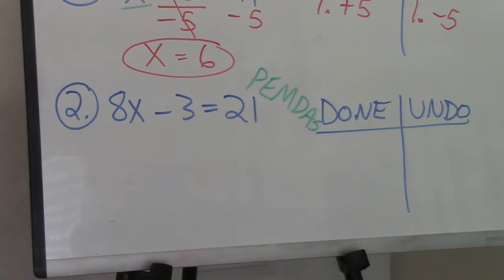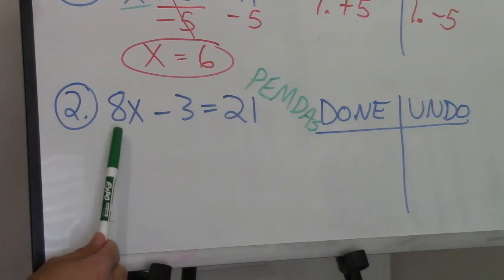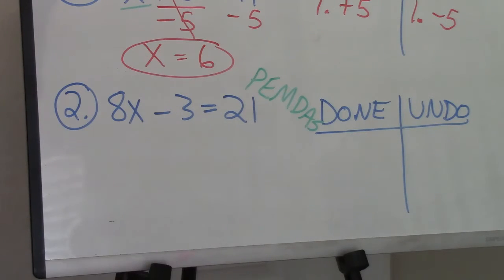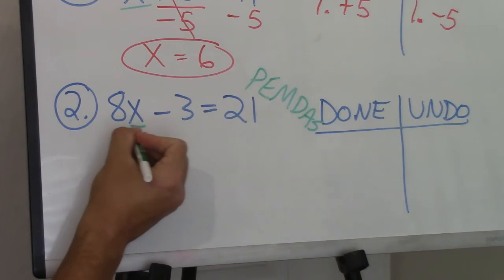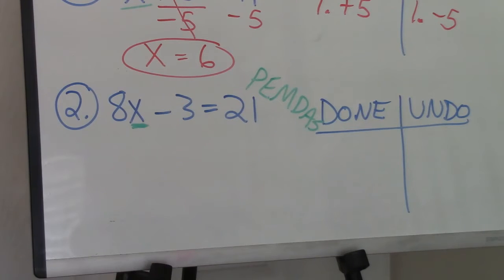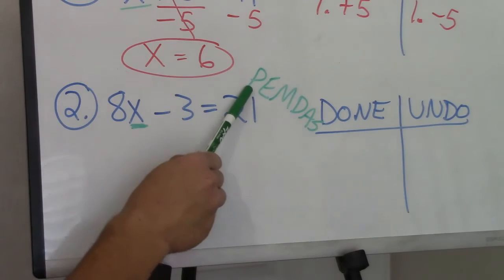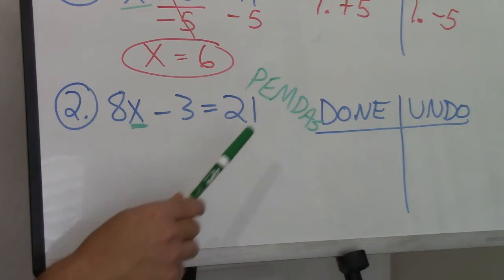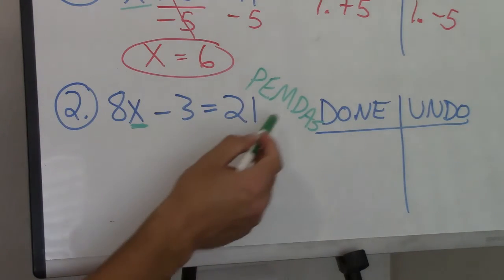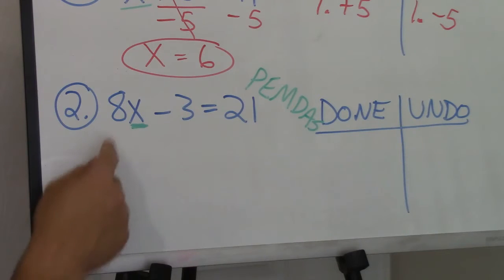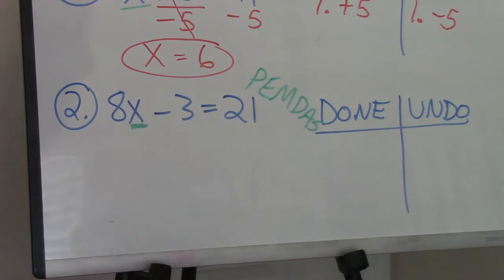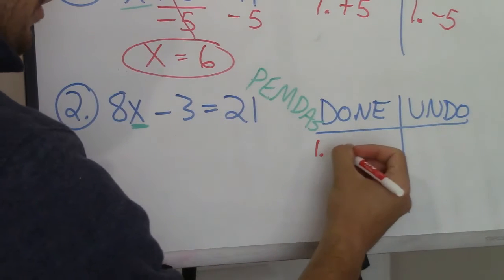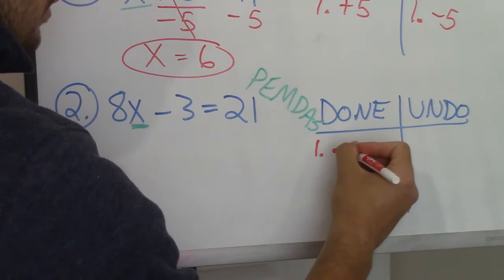For number 2, we have an equation that tells us that the expression 8x minus 3 is equal to the expression 21. So if we look at what is being done to x, this is the variable that we want to solve for, we have to look at what is being done. Do we have any parentheses in the problem? We don't. Do we have any exponents? No. Do we have any multiplication or division? Yes, we do. We have 8x, so we have 8 being multiplied with x. So the first thing that is being done to our variable is we are multiplying by 8.